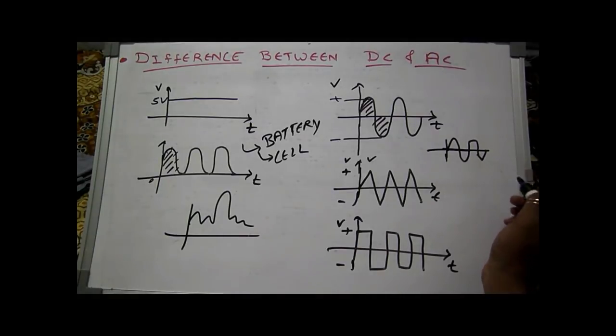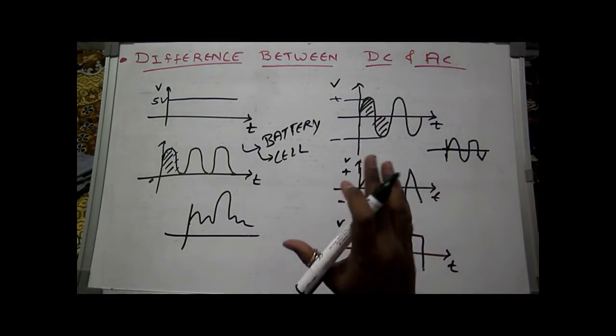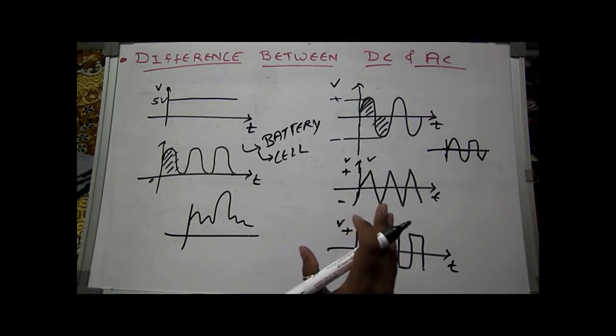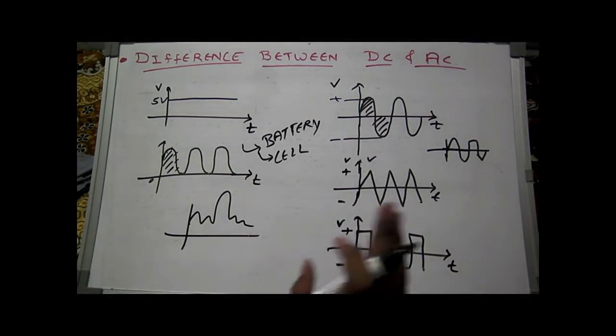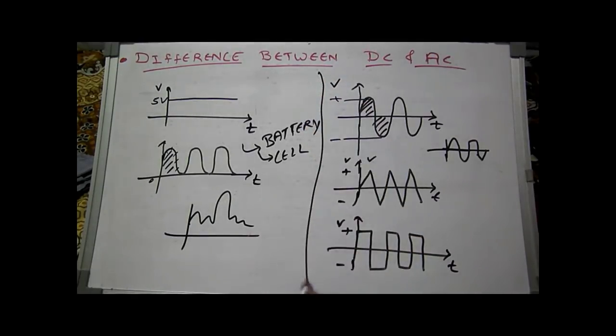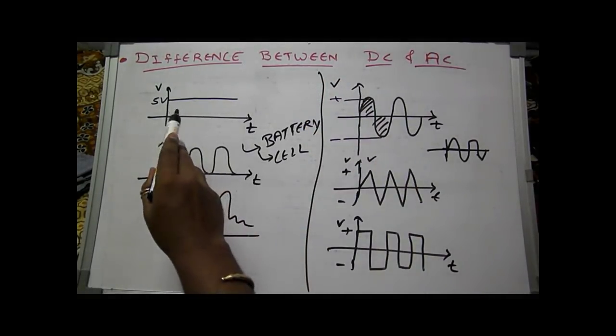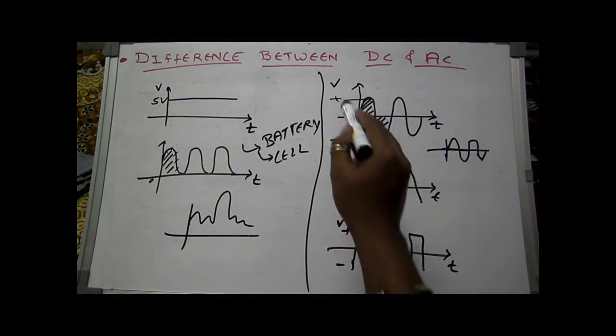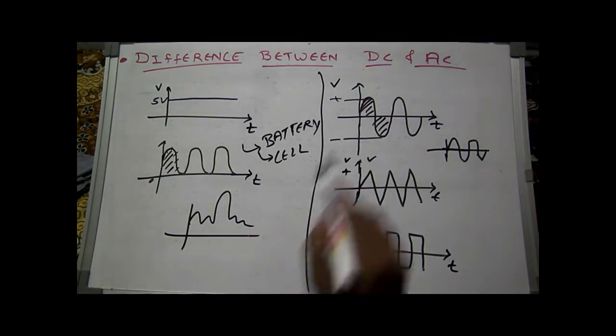AC can be generated using an AC generator. There is also a DC generator. We will see the generator part in our next video, how AC and DC are generated. But basically this is the difference between DC and AC. In DC voltage remains constant. In AC voltage varies. It changes its polarity at every half cycle.